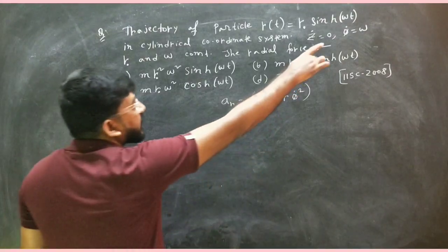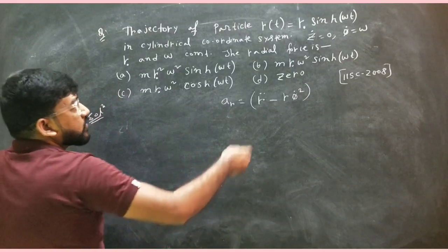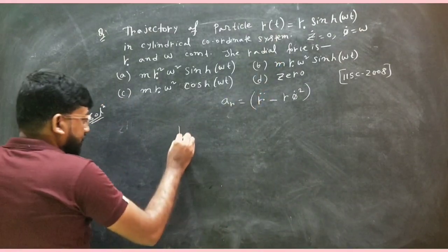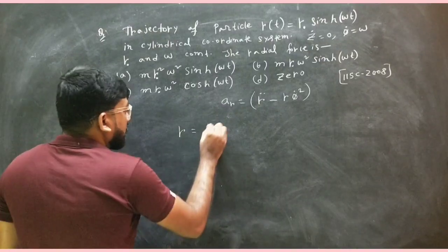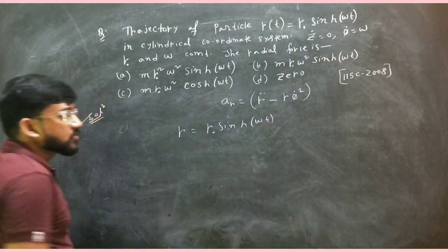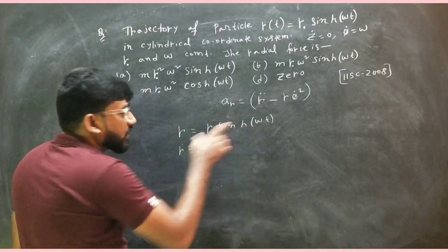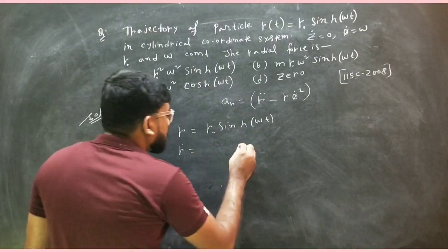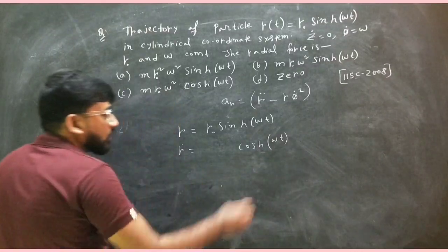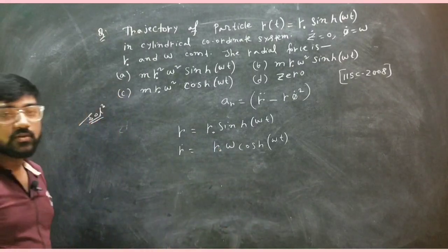Phi dot is nothing but omega, and omega is constant, so you don't have to do anything about that term. What you need to find from this expression is r double dot, which is simple. Here r is r naught sinh omega t. Now if you differentiate with respect to t, we have r dot, and the differentiation of sinh is cosh, and one omega comes outside, so it is r0 omega cosh omega t.